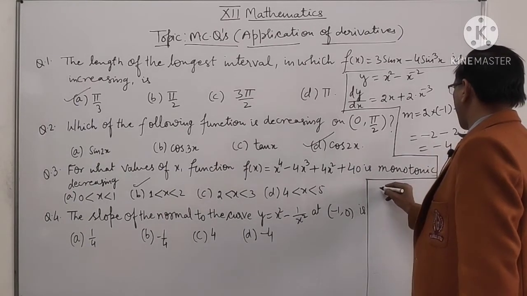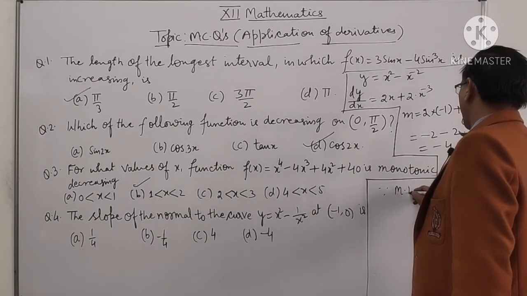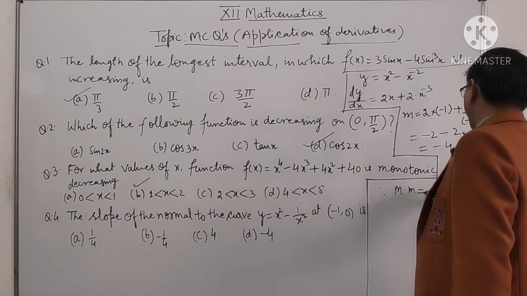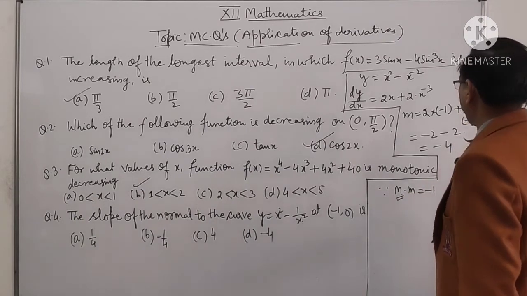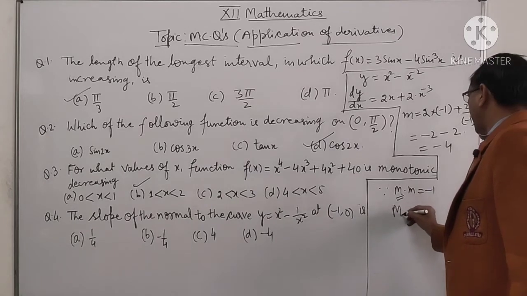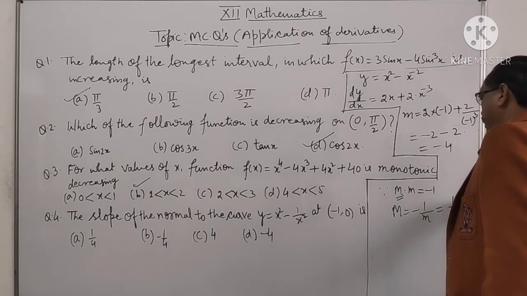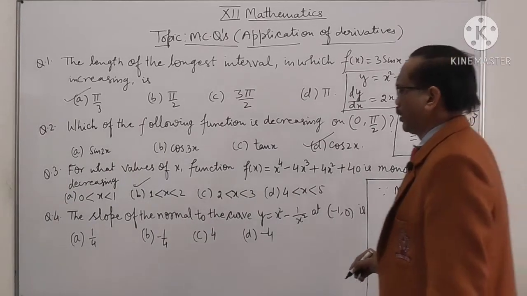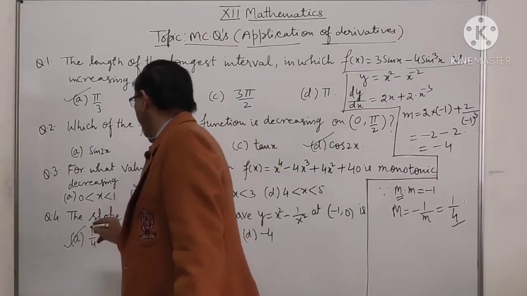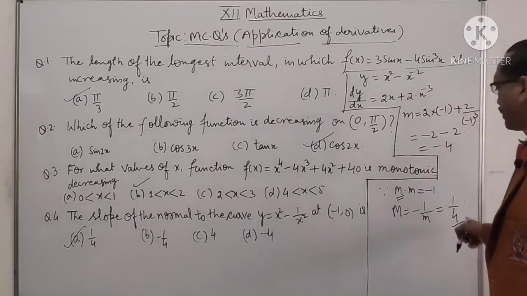And the slope of the normal: since m1 m2 = -1, let the slope of the normal be capital M, then M = -1/m, or it is 1/4, and option A is correct. The slope of the normal is 1/4.